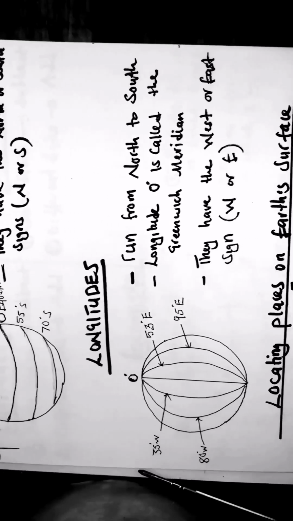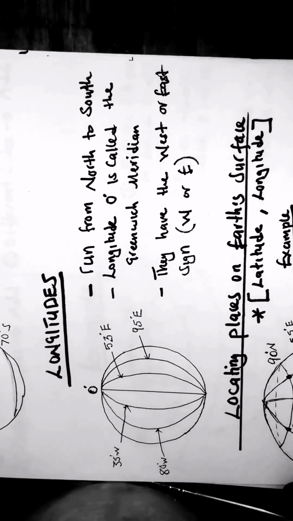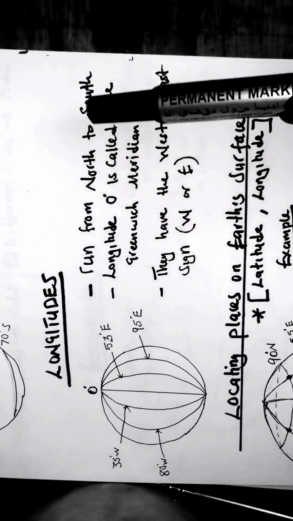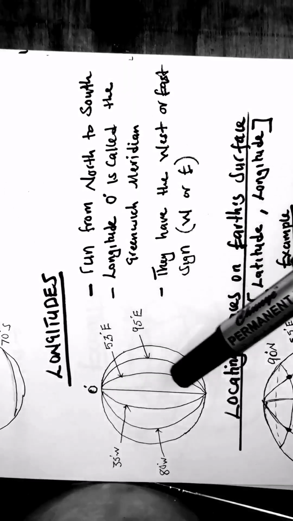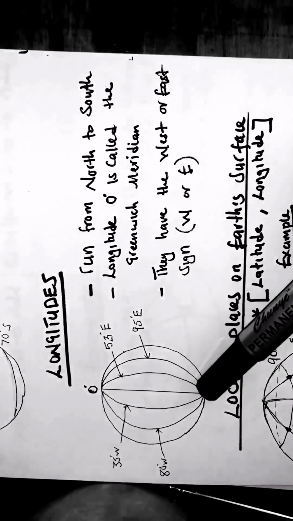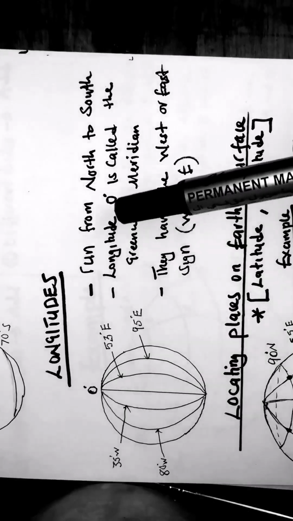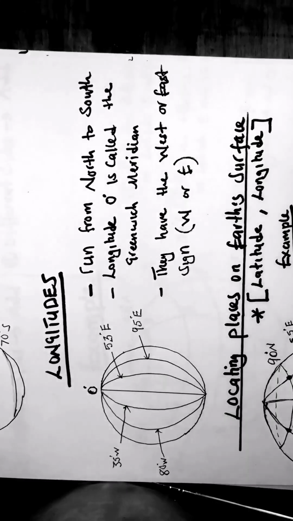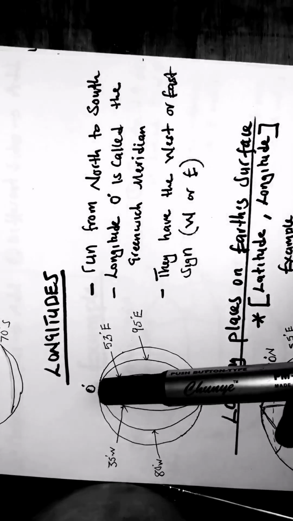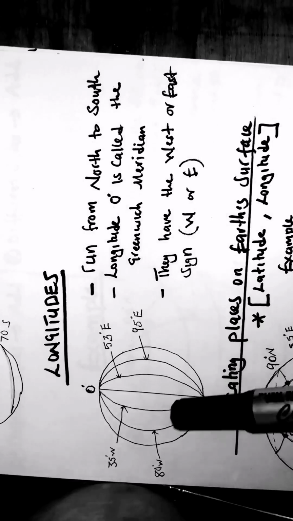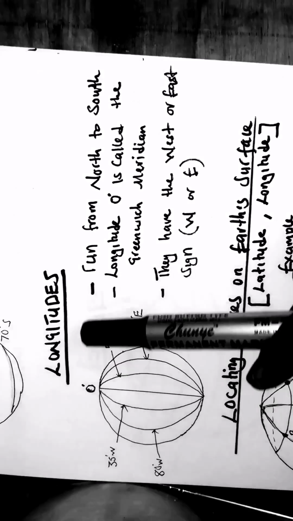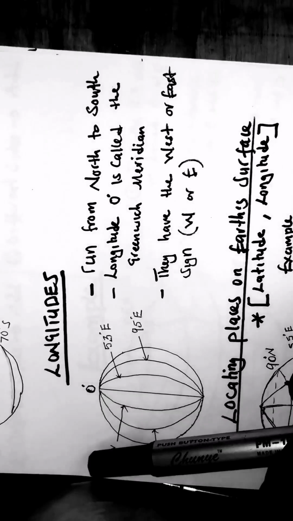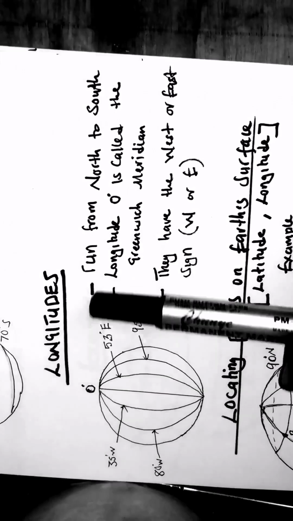The other thing that we're going to look at are longitudes. What are longitudes? Longitudes are lines on the Earth's surface that run from north to south. They run like this. Then longitude 0 degrees is called the Greenwich meridian. This longitude divides the Earth into two equal hemispheres, and these hemispheres are called the eastern hemisphere and the western hemisphere. So this one divides the Earth into this hemisphere and this hemisphere.